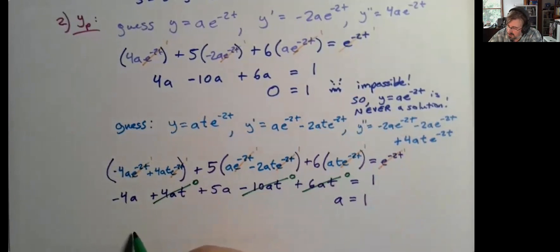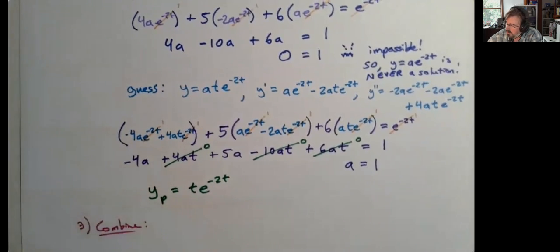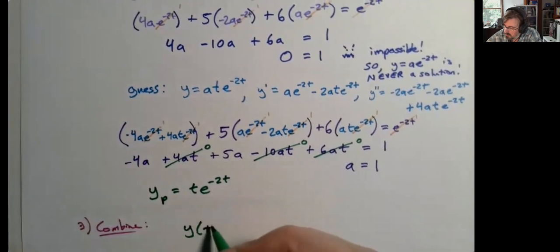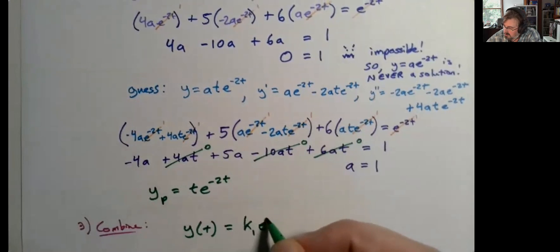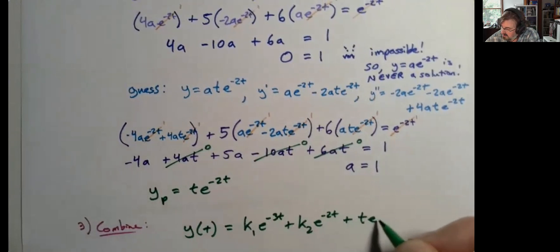By the way, we're not done. We know our particular solution for this is now 1 times t times e to the minus 2t. So that's my particular solution, which means that we're ready for the last step where we combine. And this is going to give us our general solution, which is my homogeneous part, which is way up there, K1 e to the minus 3t plus K2 e to the minus 2t plus t e to the minus 2t.